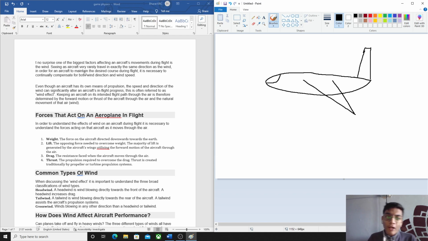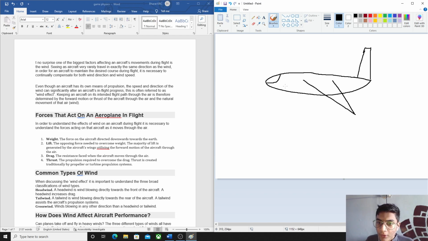Even though an aircraft has its own means of propulsion, the speed and direction of the wind can significantly alter an aircraft in flight's progress. So first we will be seeing what are the forces that act on an airplane in flight.